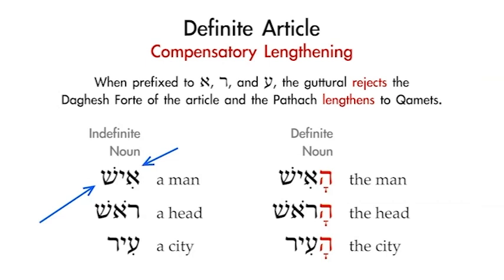A guttural consonant cannot take a Dagesh Forte. So when we add the definite article, we add the he, the pathach, and the Dagesh Forte. The Dagesh Forte won't appear in the guttural, and so the pathach lengthens to qamets. I think I want to show you this one on the whiteboard, so turn to your whiteboard with me.